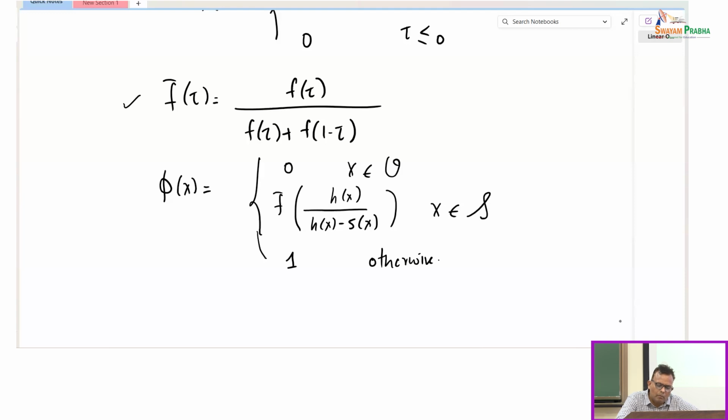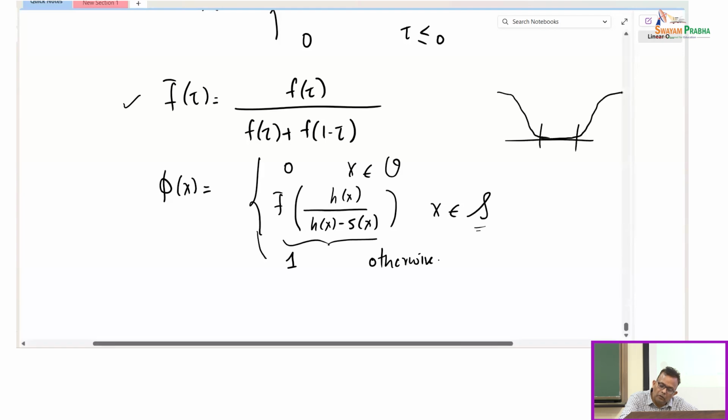So this is the function which does the smooth transition from 0 to 1. It's 0 on the unsafe set, it makes a transition from 0 to 1 in the sensing region, and it's 1 outside. So this is 1 outside here. Okay, so that's what it is.